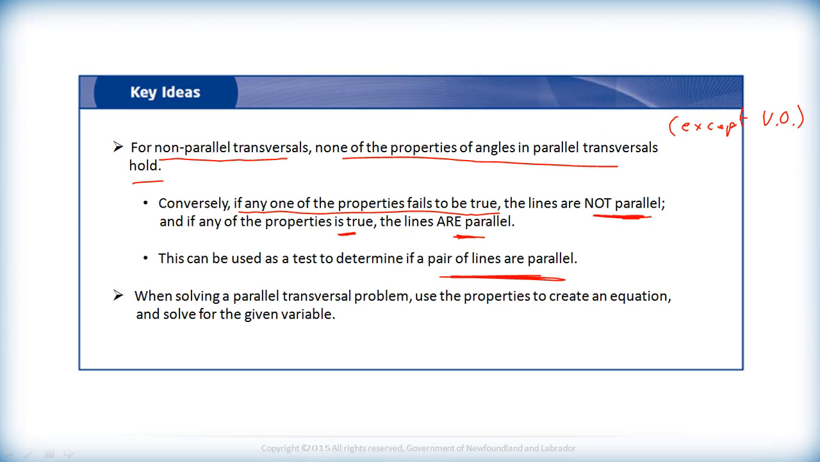When solving a parallel transversal problem, use the properties to create an equation and solve for the given variable. So that's when we have to do those algebraic things. Sometimes it's not a matter of finding angles, but a matter of setting up an equation with the ways that we have to balance all that stuff out, and then we can solve for our variable. Okay, hope that's helpful. Practice questions next.